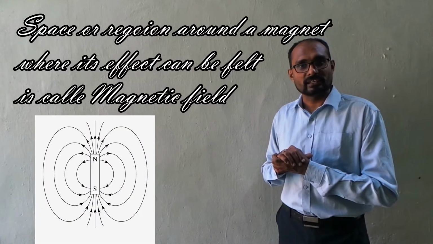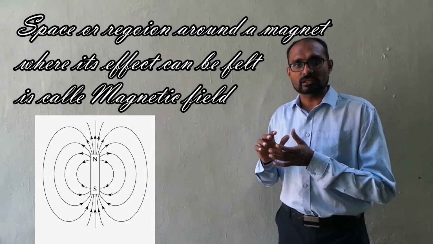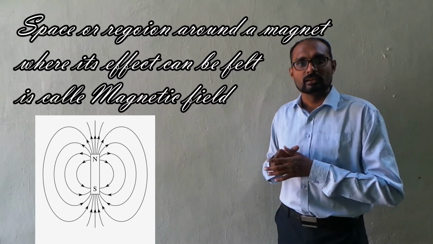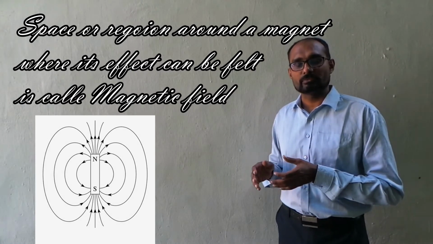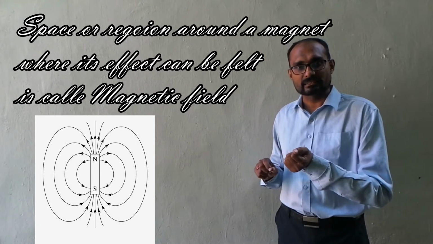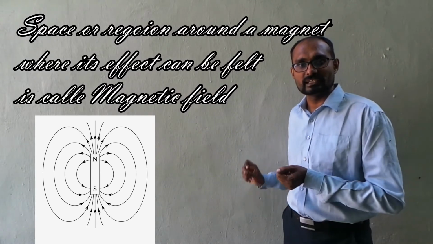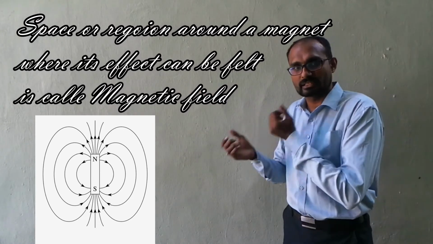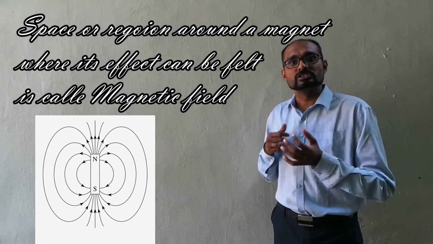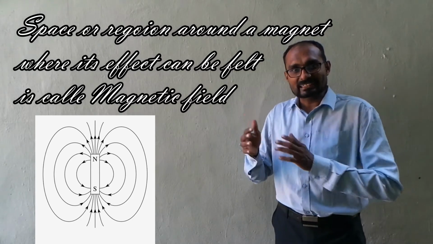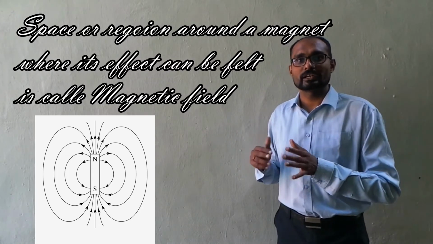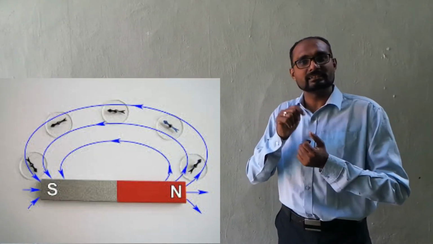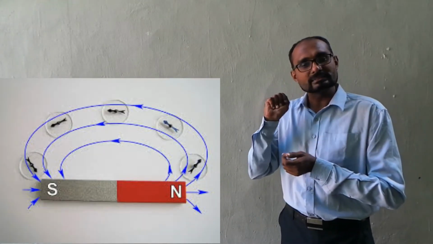See, a magnetic field is nothing but the space or region around the magnet where the effect of that magnet can be felt. Suppose I take a magnet. Around the magnet there will be a field, there will be some space wherein if you keep a pin, it gets attracted, you keep a nail, it gets attracted. So that particular space or region around the magnet where you can feel its effect is called a magnetic field. Now, if I place a magnetic needle in that magnetic field, it will show me deflection.